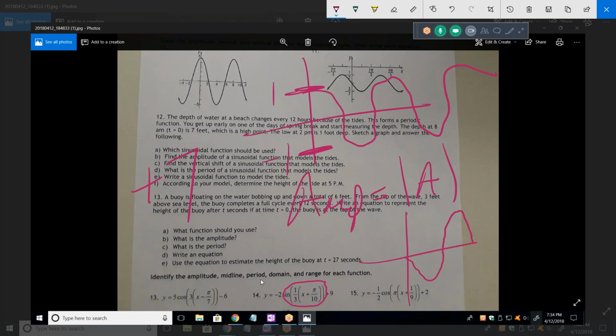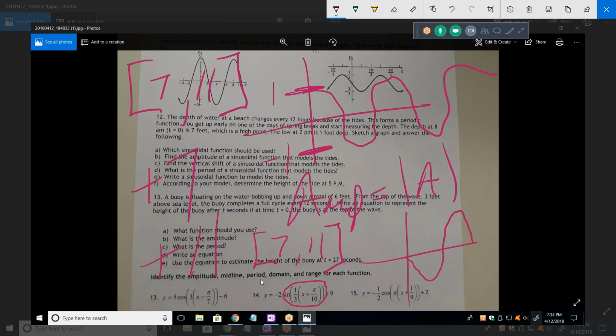So the range is from 7 to 11. And it's with brackets if I'm putting the range out like that, because it can be equal to 7 and it can be equal to 11. So you wouldn't use parentheses. Even if you're doing interval notation, you would use a bracket. That's the range right there.